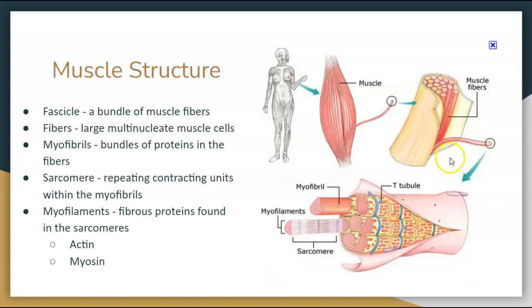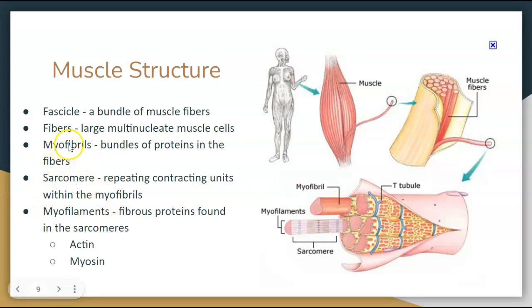And then myofibrils are within that. So one of these is this whole thing. So we're zooming in, zooming in, zooming in. A myofibril is found within one of the fibers, and they're bundles of proteins. And then within that, there's a sarcomere, which is repeating contracting units, which sort of looks like this whole thing. We're going to have a close-up as we go. And then within that, there are myofilaments. Now, the prefix myo means muscle, so that's why you keep seeing it over and over again.